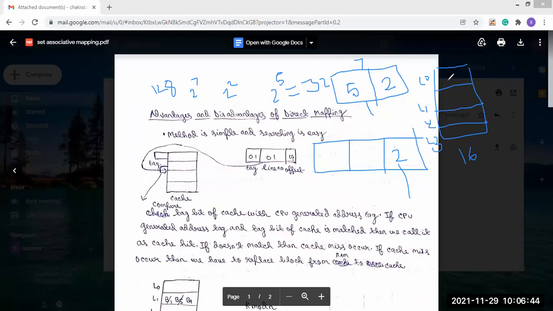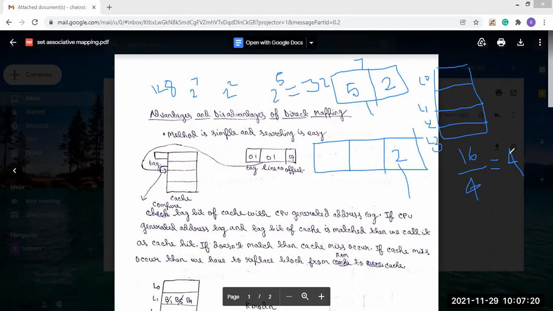Now inside the block, how many words are present? 4 words are present. So that means 16 divided by 4. So our total number of lines should be what? The total number of lines should be 4. So that's why from L0 to L3, a total of 4 lines are present in our cache. If we take 16 words, our cache is capable of storing 16 words or 16 bytes. That means the total number of lines present in our cache should be 4, from L0 to L3.